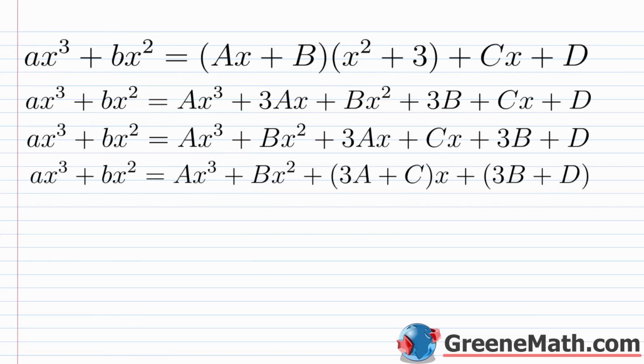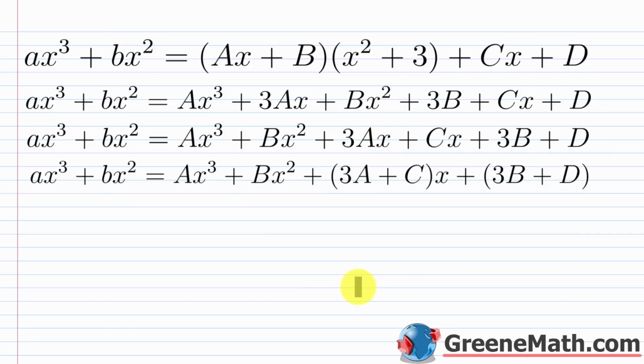Going through, all you're going to do is simplify like you normally do. So you're going to end up with ax³ + bx² equal to (Ax + B)(x² + 3) + Cx + D. On the right side, we're dealing with capital letters. On the left side, we're dealing with lowercase letters. So all you have to do is simplify this, put like terms next to each other, and then factor.